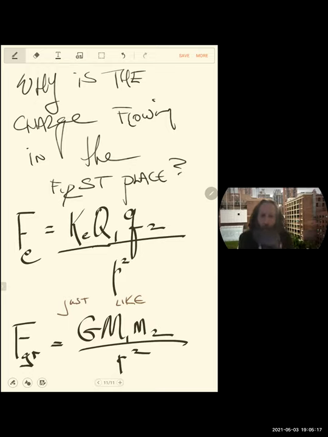If Q stands for charge, just the same way M stands for mass, and if R stands for radial displacement, so I could have used a D in the denominator, any two given charges we have in the world pull or push each other in exactly the same way and with the exact same mathematical relation as any two masses pull on each other in the universe.